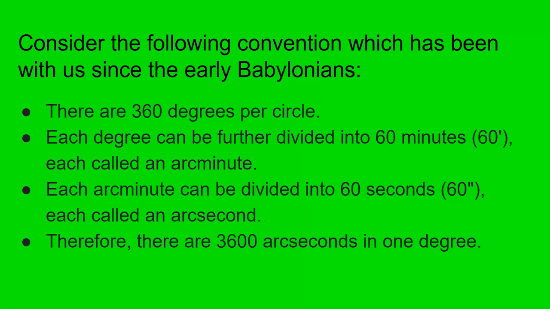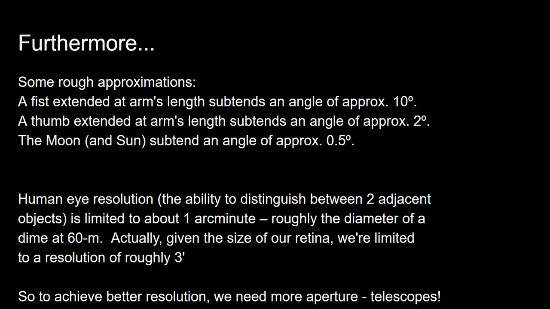Now, each degree can be further divided into what we call 60 minutes. Actually, they're called arc minutes. 60 arc minutes in a degree, and each arc minute can be subdivided into 60 arc seconds. That means there's 60 times 60, or 3600 arc seconds in 1 degree. And we use these designations when we're trying to figure out things like how big something in the sky is, or more often we use it to determine how far away something is based on how much it moves. More about this shortly.